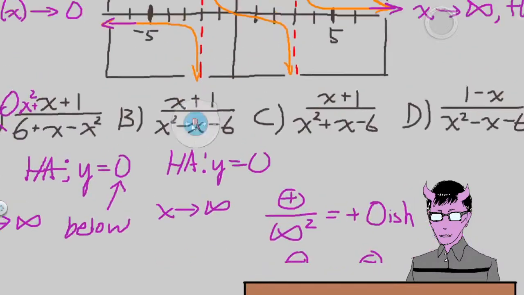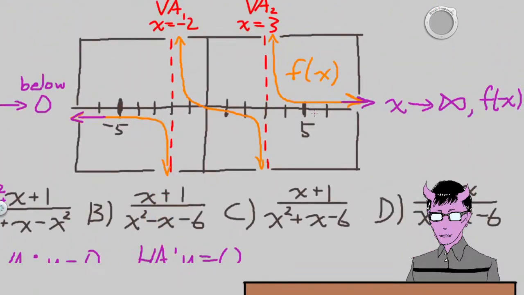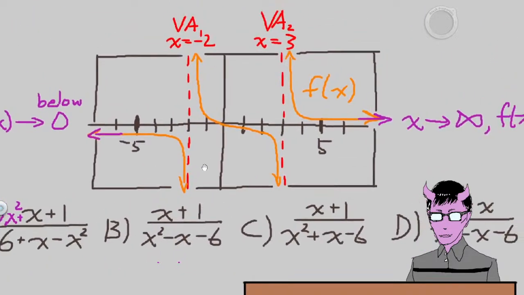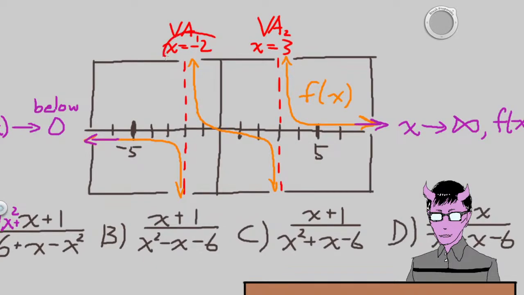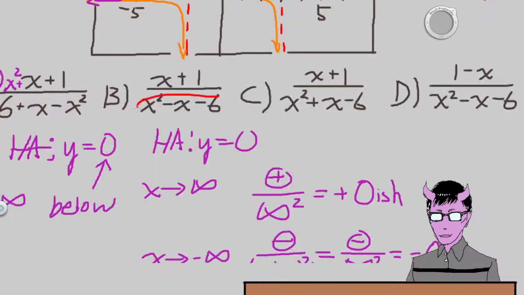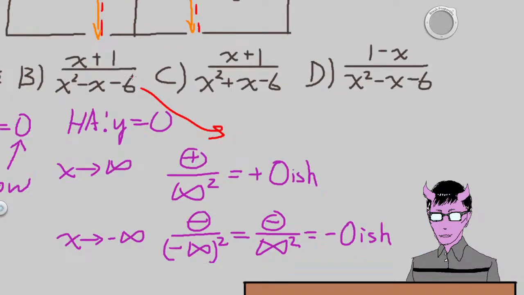But we need to check the zeros, because we need to check the vertical asymptotes. So we have a vertical asymptote at -3 and +3. So let us factorize this one real quick. So it factorizes into what? 2 and 3. The larger of the two is negative. So 2 and 3.